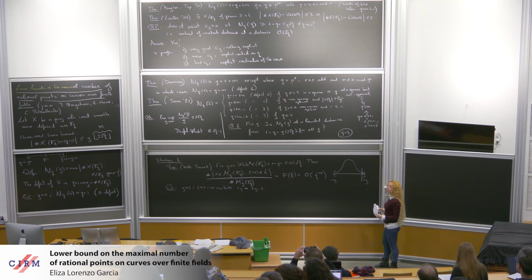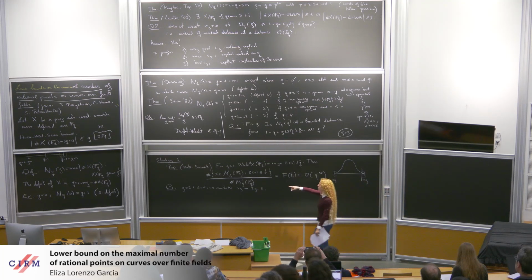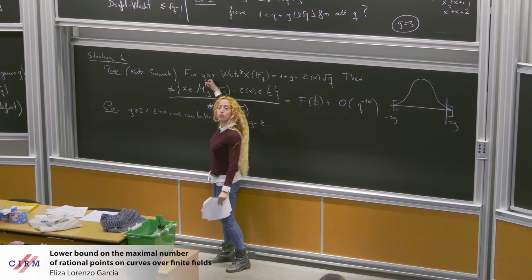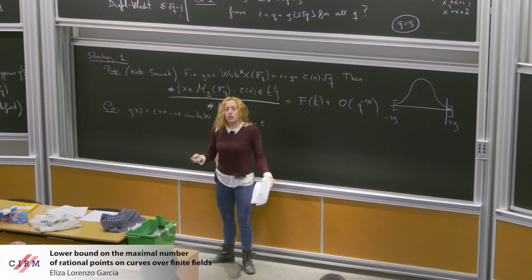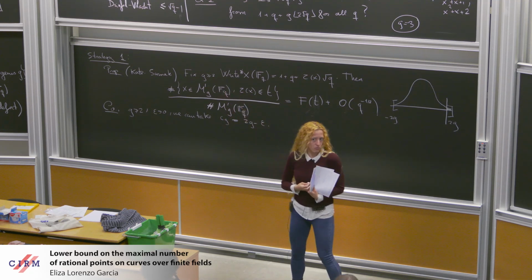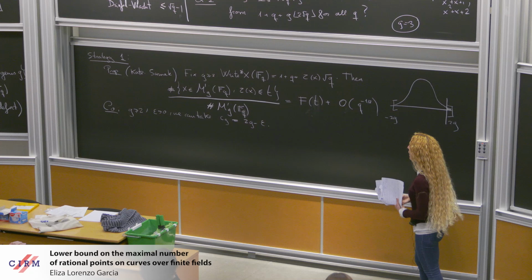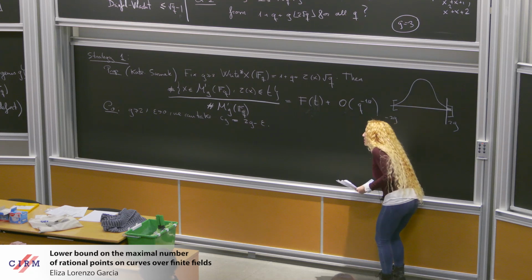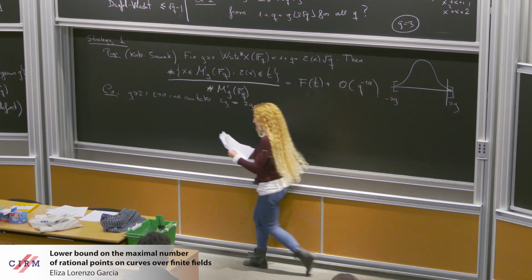So then you need g at least 2 because the Katz–Sarnak theory is for g greater or equal than 2. But genus 1 or 0, we don't care because we know how to answer the question. Yeah. So some comments about this strategy, some remarks.